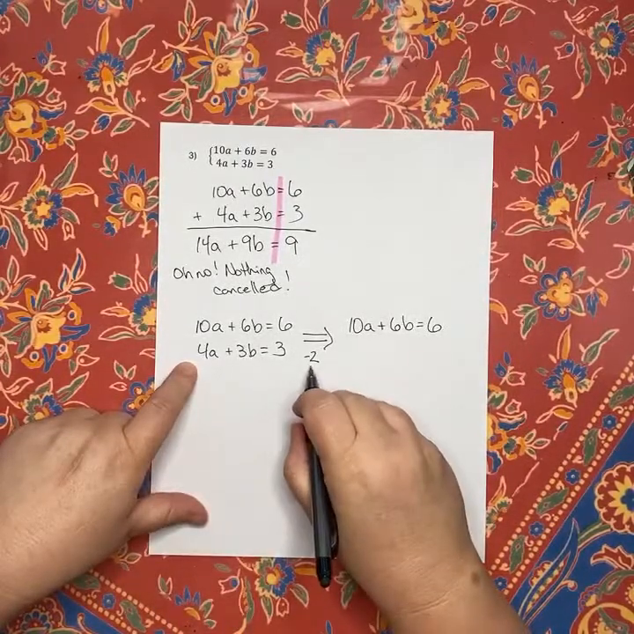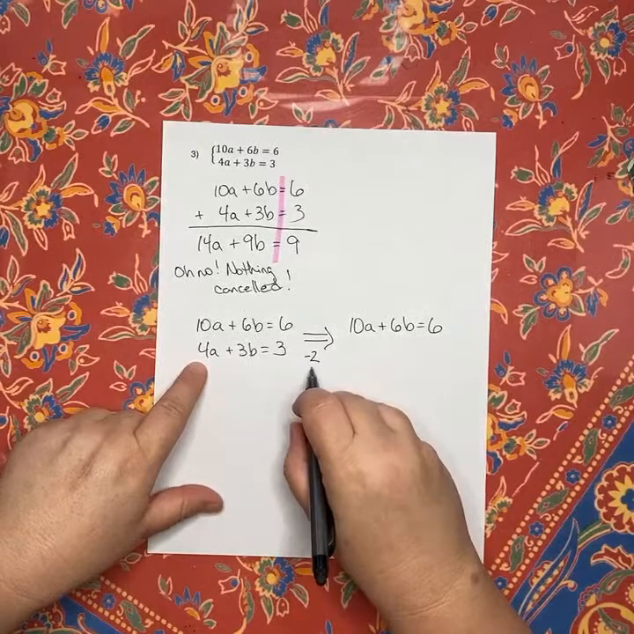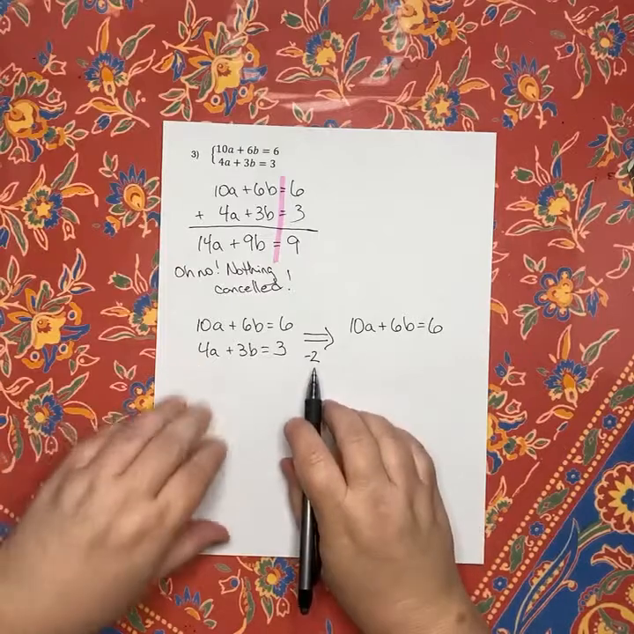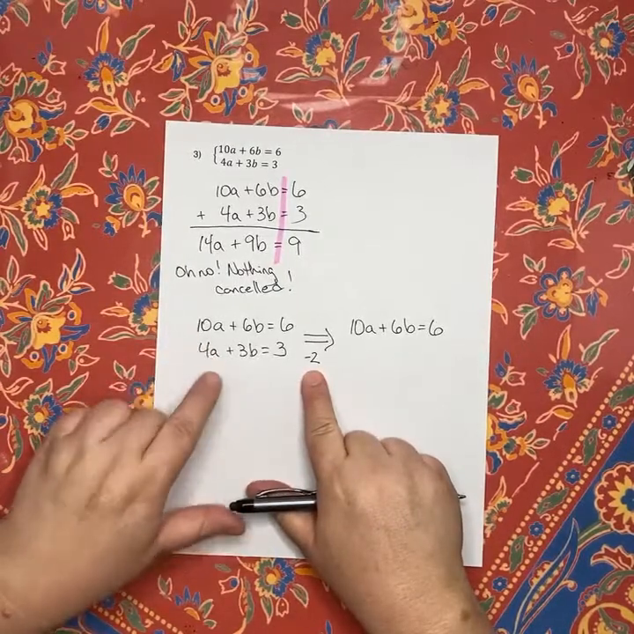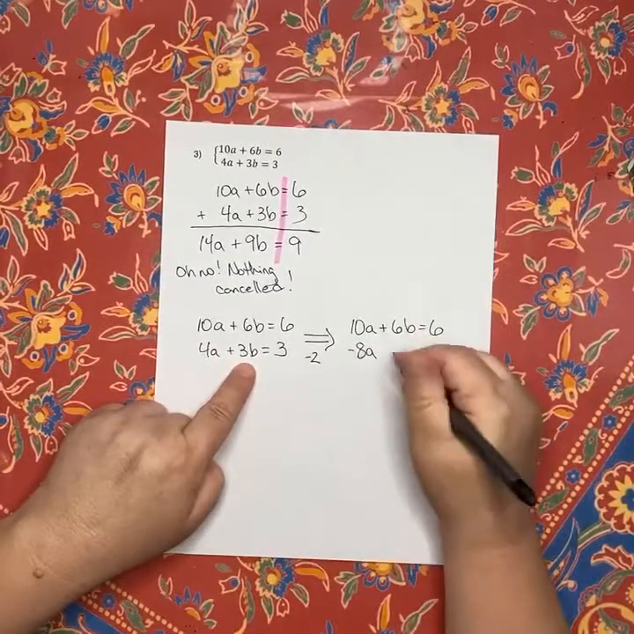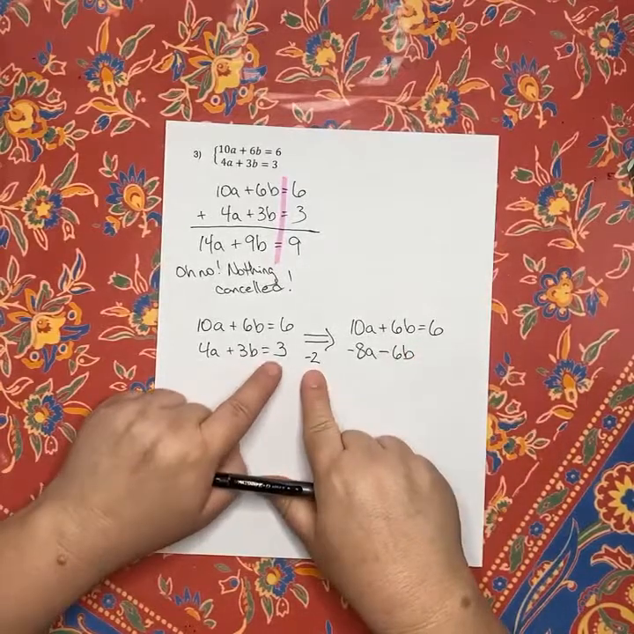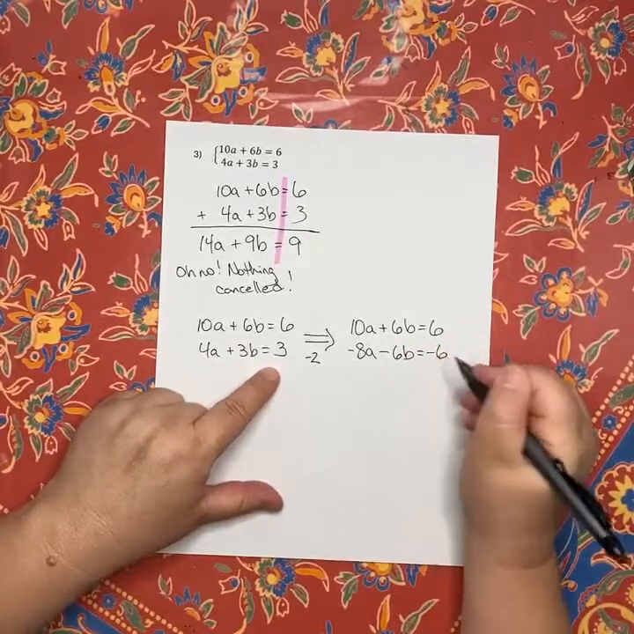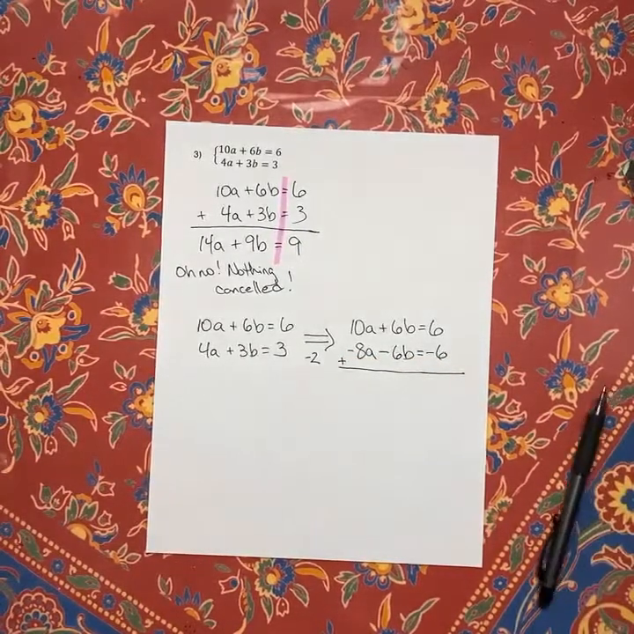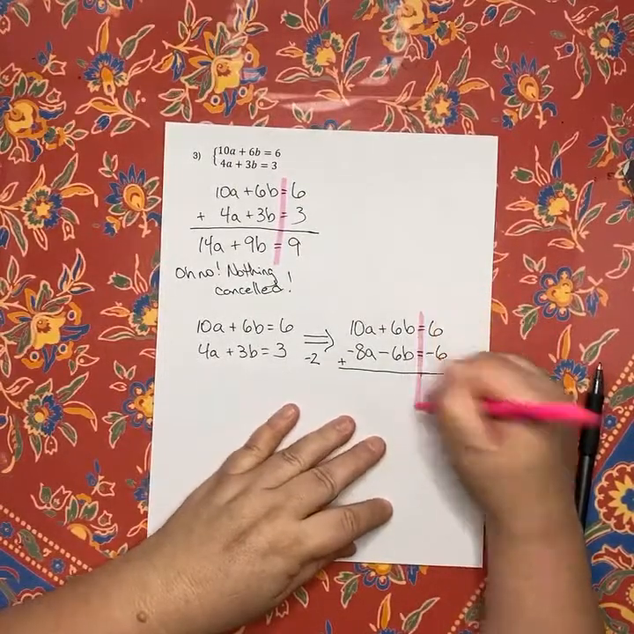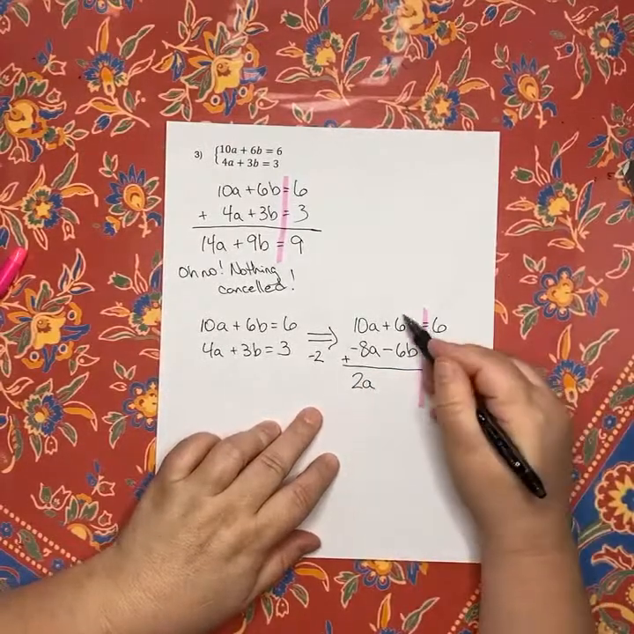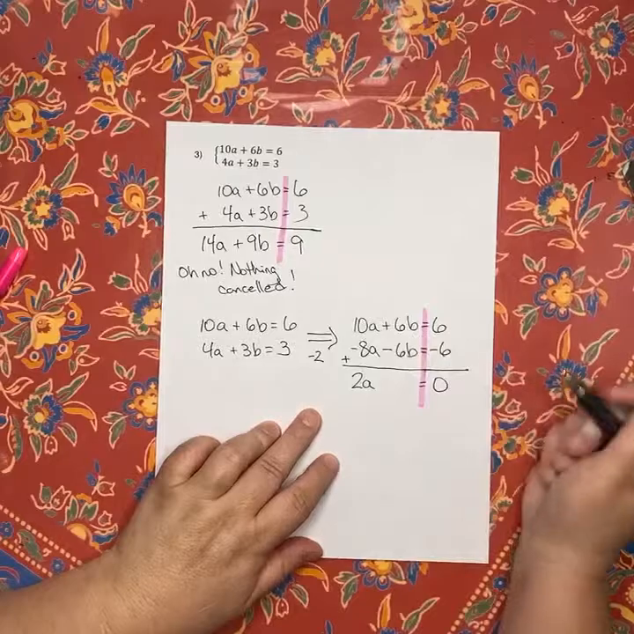The bottom equation, I've got to make sure I multiply everything by -2. And this is why we wanted to make sure you practiced all the stuff that came before this, because now this is going to be in your head. -2 times 4a is -8a. -2 times 3b, -6b. -2 times 3 is -6. Now, when we add them, make sure the equals are lined up, I get 2a, these cancel, equals 0.